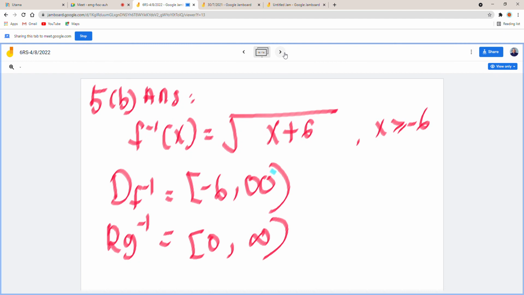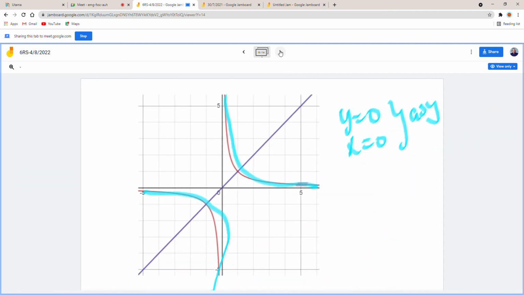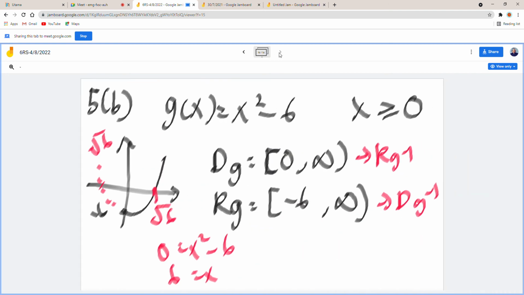For 5B, the question, g(x) is x squared minus 6. So the inverse is going to be the square root of x plus 6. And the x should be more than negative 6. So the graph is going to look something like this.